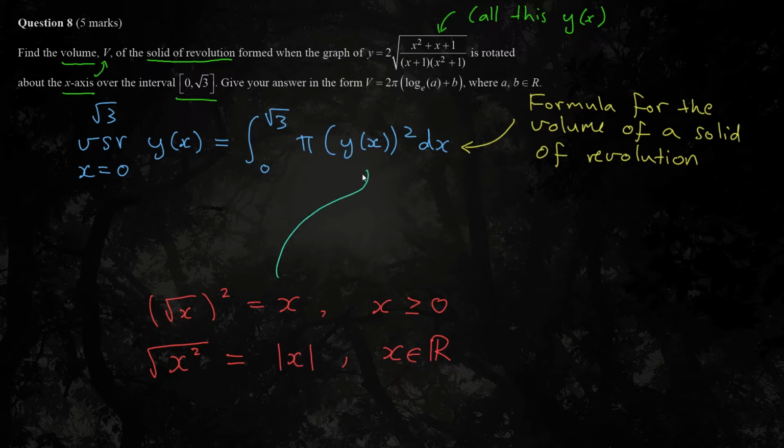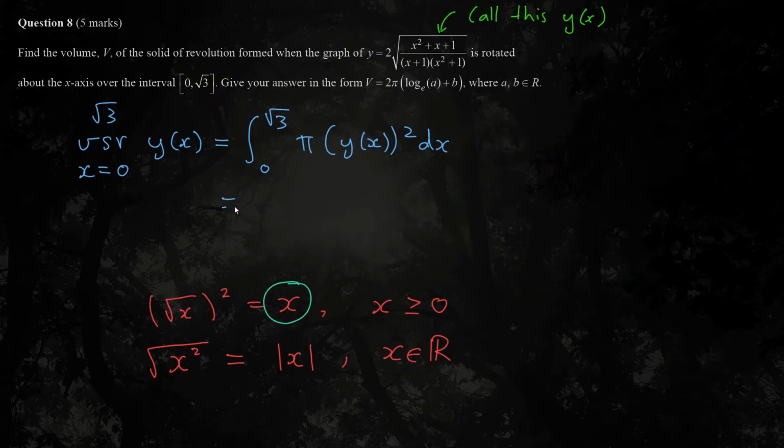Have a look here. We've got y of x being squared, which means we're doing the square root of something squared. Which of these two lines is applicable? Just ask yourself that question. You should be able to see that it's this line that's applicable. And so that means we don't need an absolute value sign in the simplified expression.